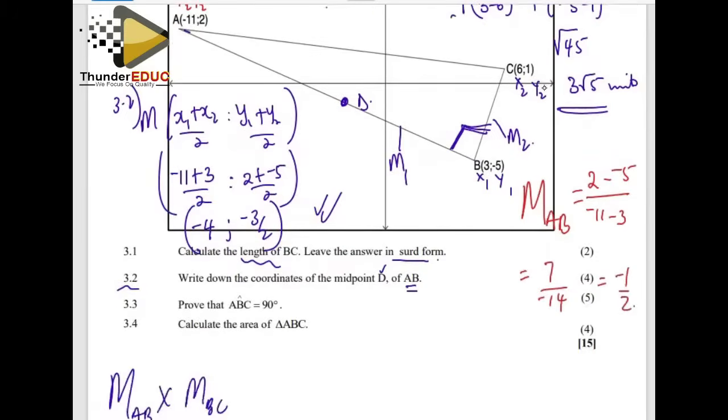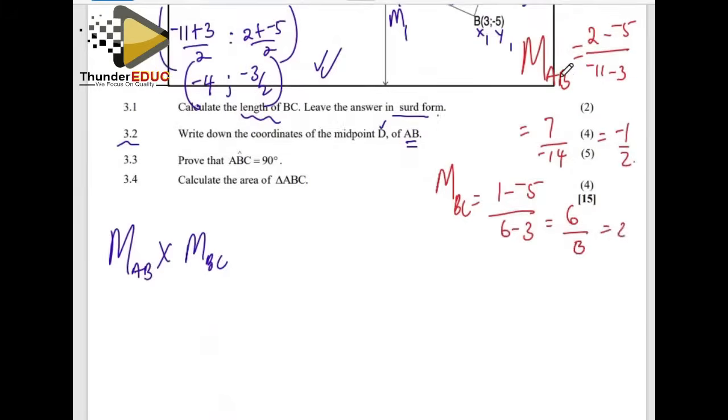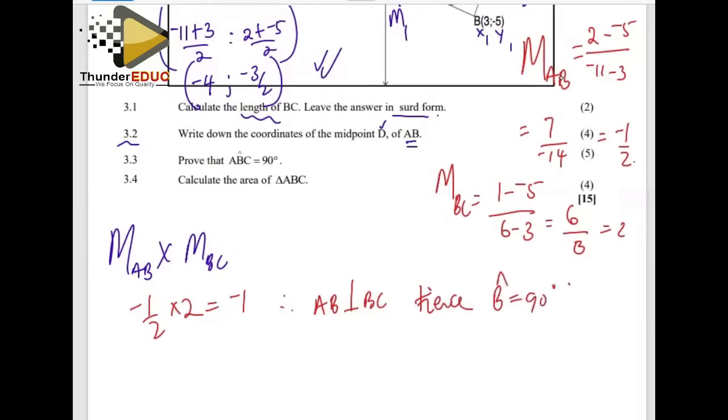Then when we look at the gradient of BC, we do the same thing. It's going to be 1 minus negative 5 over 6 minus 3. So that's going to be 6 over 3, which gives us 2. Then multiply: negative a half times 2 gives us negative 1. So therefore, we know that AB is perpendicular to BC. Hence, angle B is going to be 90, or angle ABC is going to be 90.